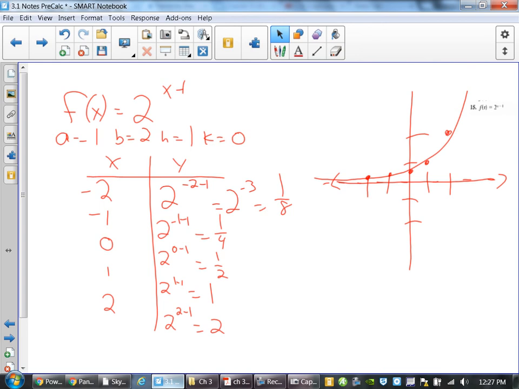What is your domain? All real. What is your range? Y can't equal 0, but will y ever be below 0? No. So your range would be y is greater than 0. That's where the K value came into play, if there's a vertical shift. Since A is positive, it's above it; if A is negative, below. That's how we deemed those. But it's just as easy to see via graphs.